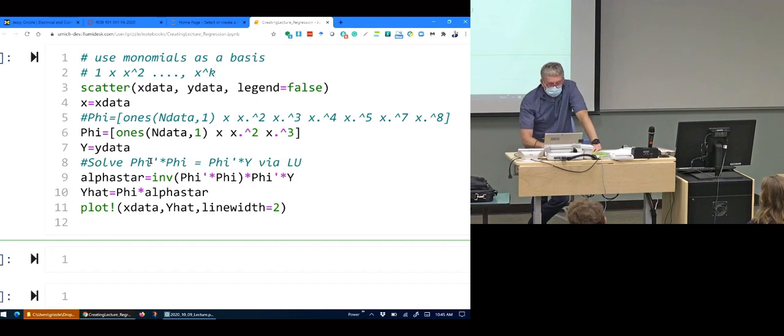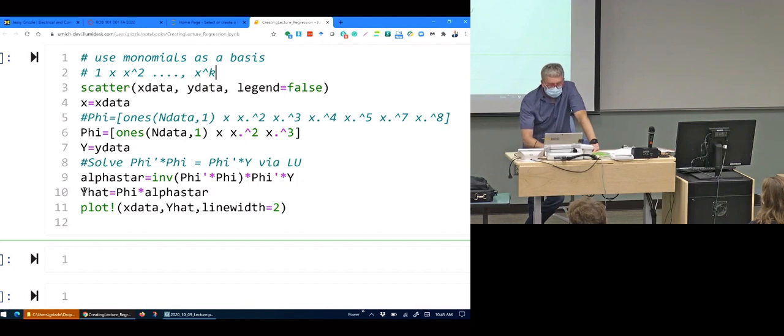And I want to solve phi transpose phi equals phi transpose times y. And I should have done it by LU, but I didn't have time to put all the code. So I'm going to cheat. I'm going to do something that I'll slap you on the back of the hands for doing. I'm just going to use the inverse function. It's wasteful. But on this little tiny problem, it doesn't matter.